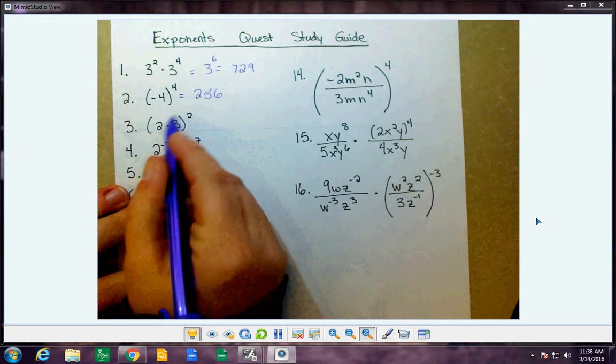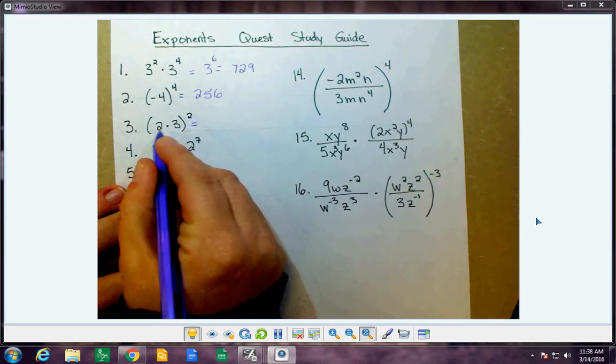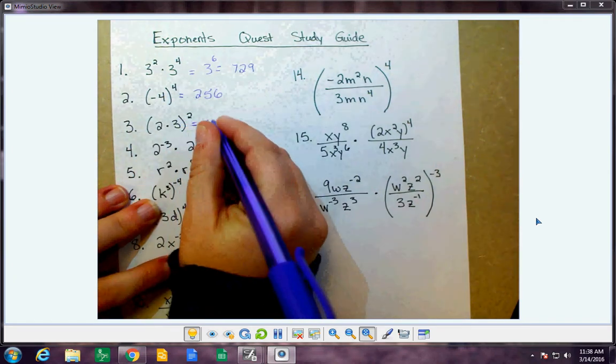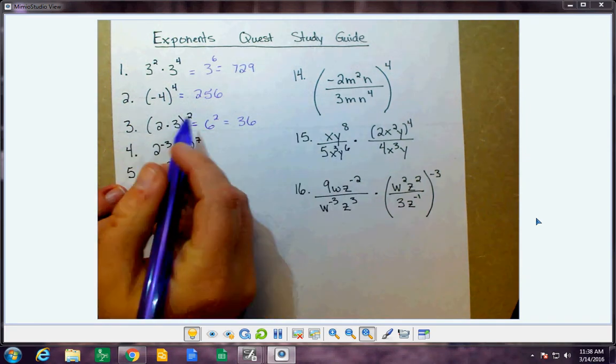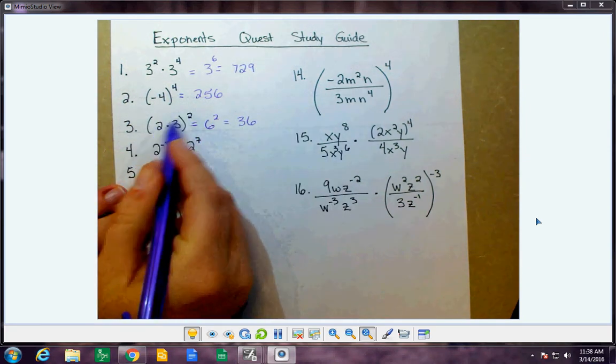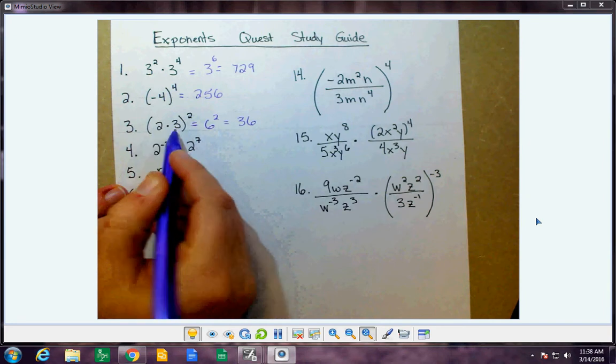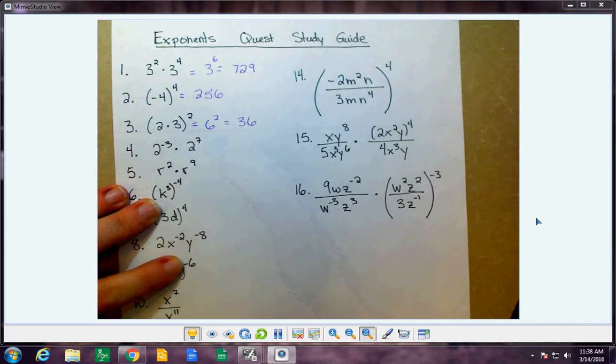This one you can solve two ways. You can distribute the 2, or you can just do order of operations. 2 times 3 I know is 6, and 6 squared is 36. But like I said, you can distribute the 2 to get 4, and 3 times 3 is 9, and then multiply those together will get you 36 as well.